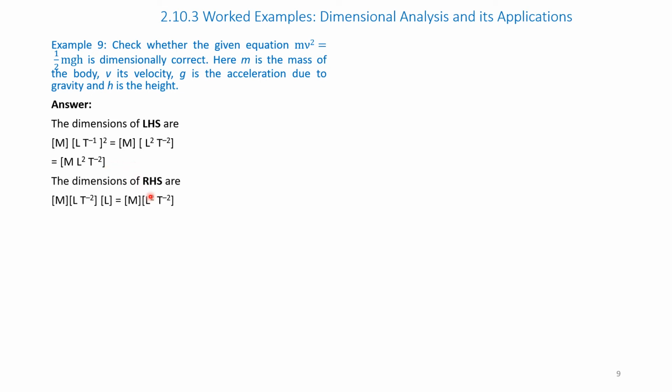The dimensions of the right hand side, that is half mgh: half has no dimensions, mass has M, g has LT⁻², that is acceleration, and h is L once again. Therefore, it becomes M L² T⁻². So, left hand side is equal to right hand side.